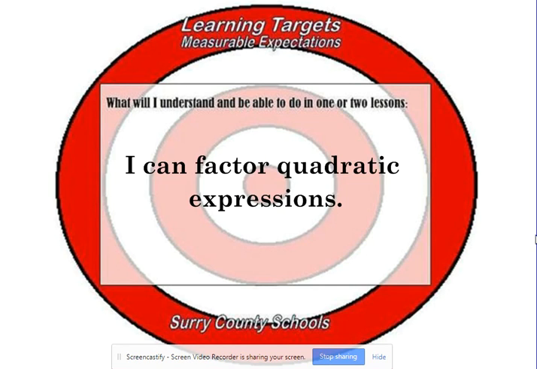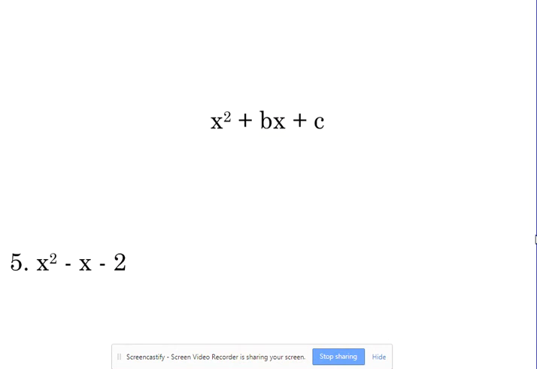Again, I know you've been doing this for a couple years. Hopefully, you're pretty good at it. But just in case, let's go back to the very, very beginning. Simple case: x squared plus bx plus c. We're not going to put anything in front of the x squared, okay? Let's go over a little bit of vocabulary.